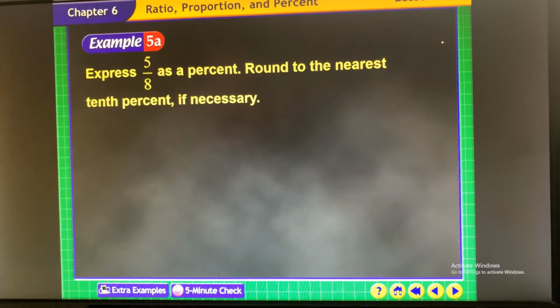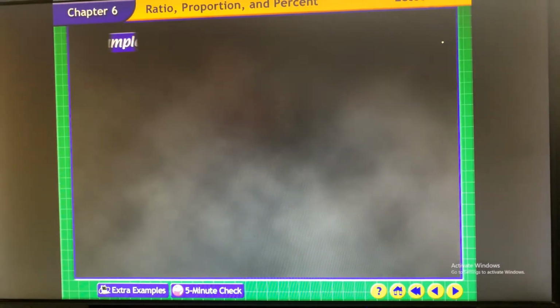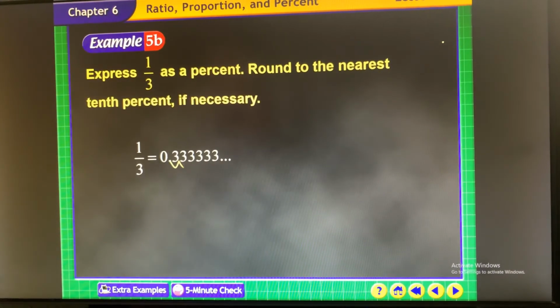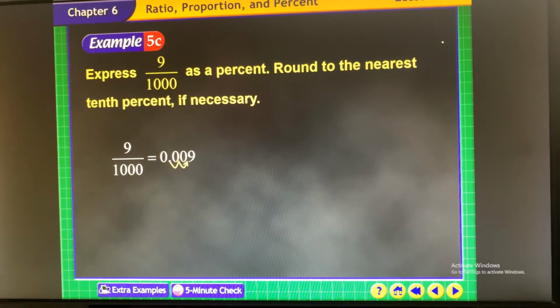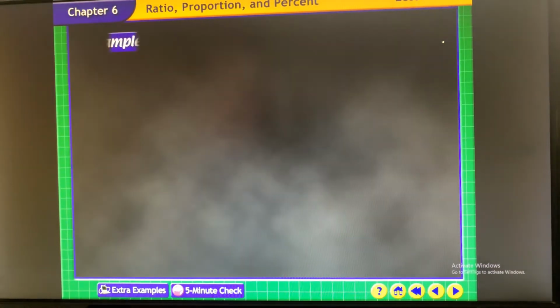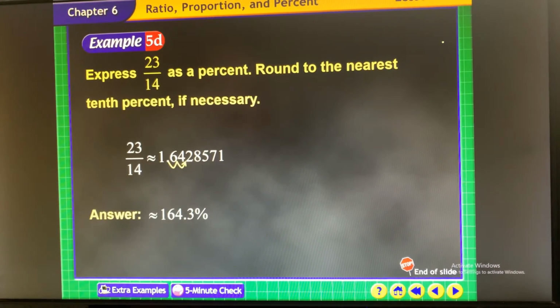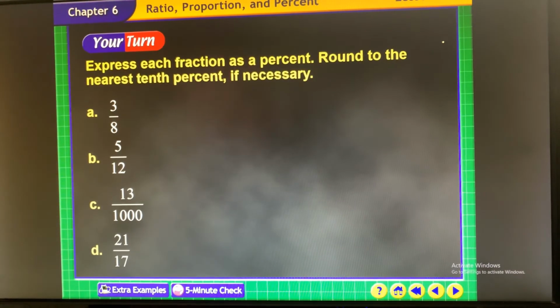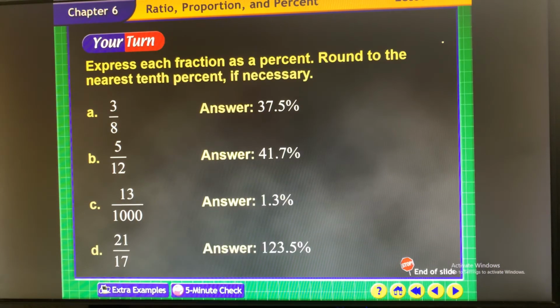Express 5/8 as a percent. You have a calculator. It's also a benchmark fraction. Just take it to a decimal. Multiply it by 100. There you go. 1/3, 33 1/3%. 9 divided by 1,000, 9/10%. You can round to the nearest tenth. So 3/8, 3 divided by 8 times 100, 5 divided by 12 times 100, 13 divided by 1,000 times 100, 21 divided by 17 times 100.